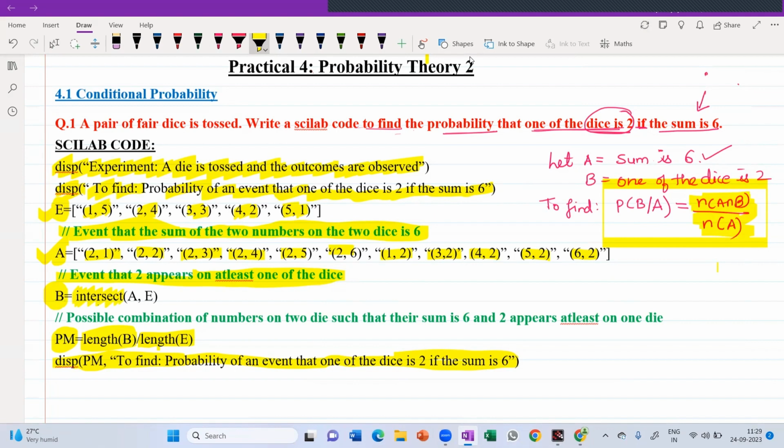But the problem over here is if I write the same code as it is in Scilab, it is not going to give you the output. Why is that so? Because of the line E and A. You just see the variables E and A. In those we have stored values like ordered pairs, which is not accepted by Scilab.